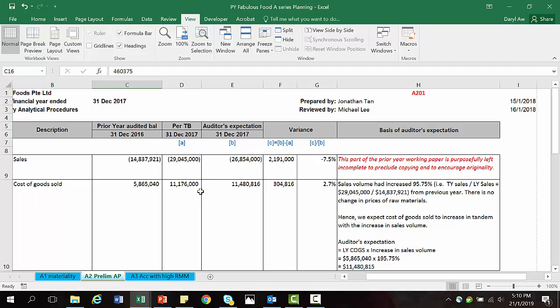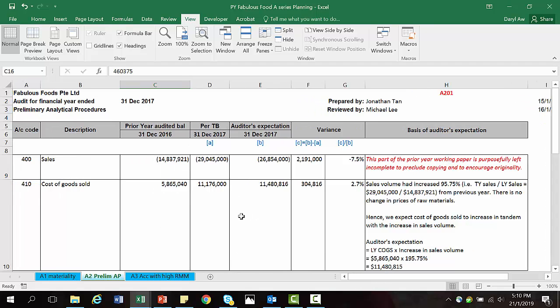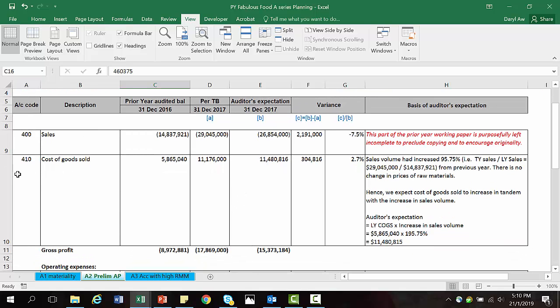Okay, now this is the preliminary analytical procedures that I have performed for the audit of 2017. So let's look at cost of goods sold. The preliminary analytical procedures is for the auditor to come up with his auditor's expectation based on his understanding of the business, based on understanding of all the facts that have been given to him. What is a reasonable amount that the auditor will expect? And if the figures provided by the client differ drastically from the auditor's expectation, perhaps this is an indication that there might be misstatements in this account.